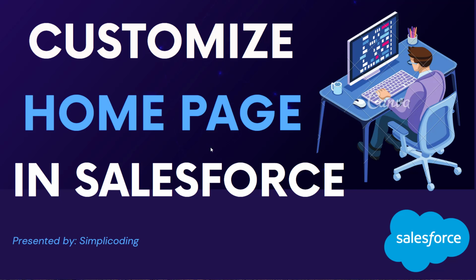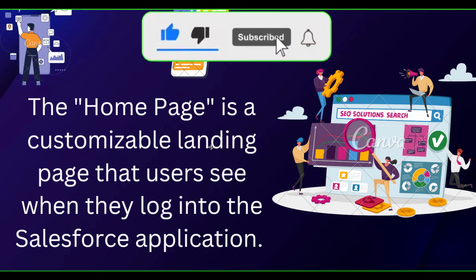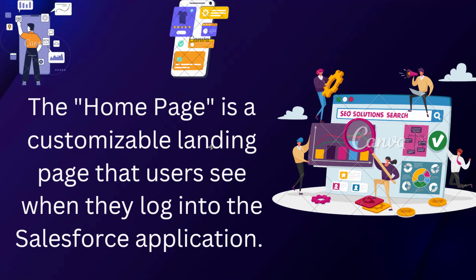In today's video, we are going to learn how to customize the home page in Salesforce Lightning. The home page is a customizable landing page that users see when they log in to the Salesforce application. It serves as a dashboard, providing an overview of key information and actionable insights tailored to the user's role and preferences. Here, we're going to discuss the whole process of customizing the home page in Salesforce. So for this, we need to move to our Salesforce account.